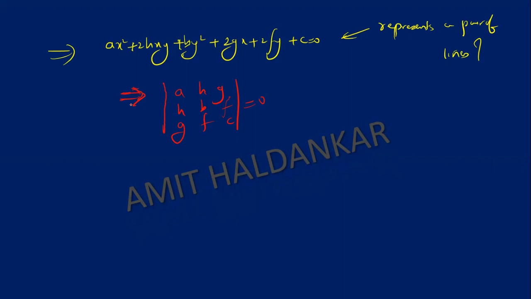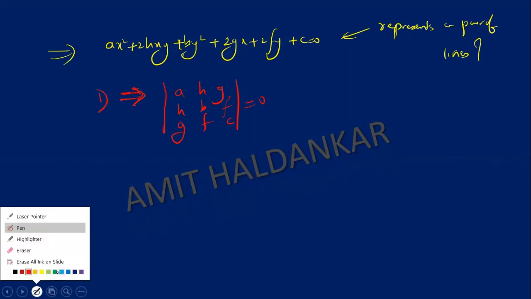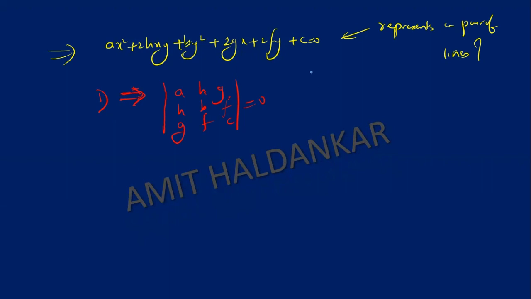If it satisfies this first condition, it should also satisfy the second condition. The second condition is h square minus ab should be greater than or equal to 0. So if you want to check whether any equation represents a pair of lines, we need to check these two conditions. The first condition is the determinant should be 0, and the second condition is h square minus ab should be greater than or equal to 0.